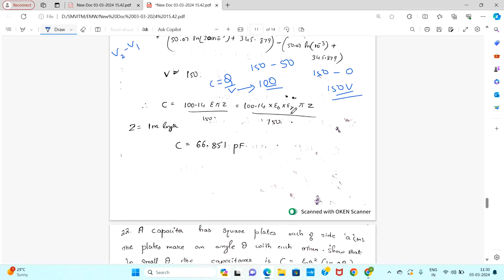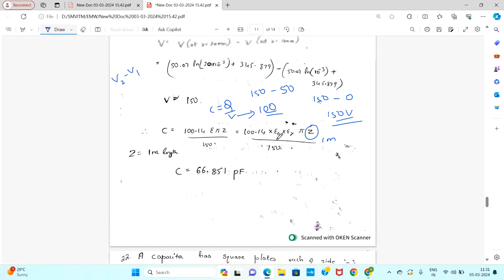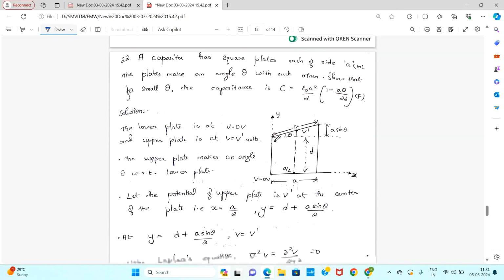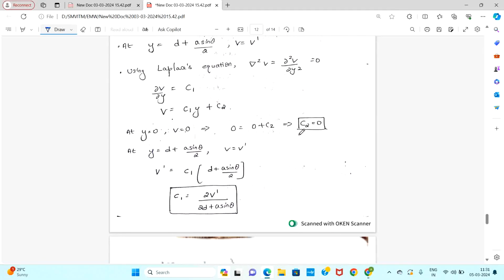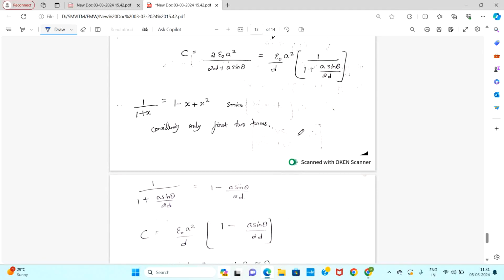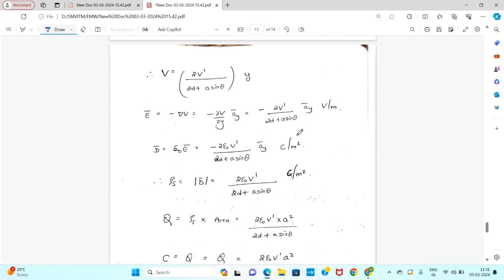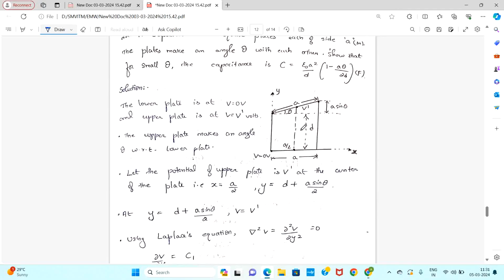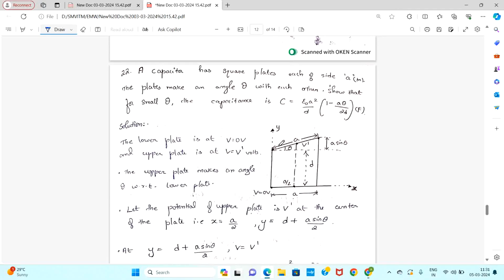Okay, so this is the capacitance value, and now they are asking you to find capacitance per meter length. So the length of the cylinder can be assumed to be 1 meter. From there you will get the value of capacitance. Okay, so this is how the problem is done. Coming to the last question, it is slightly different. It's not like a proper numerical, but it is a derivation kind of problem. So with this we'll be finishing the capacitance problems.